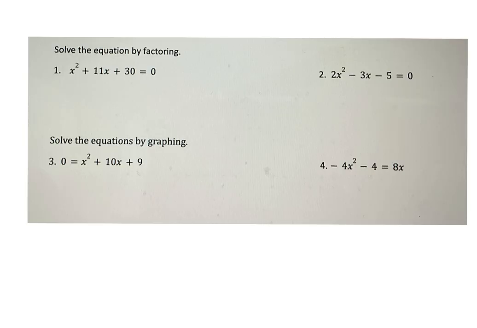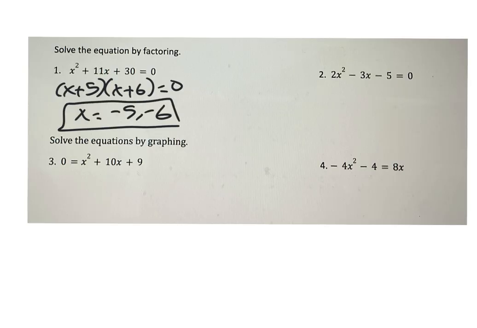Solve the equation by factoring. So what we're going to do first, we're going to factor these equations, then see what makes them equal 0. So this first one is going to be x plus 5, x plus 6, because 6 times 5 is 30. 6 plus 5 is 11. So it means my two answers are -5 and -6, because that's what makes the parentheses 0.